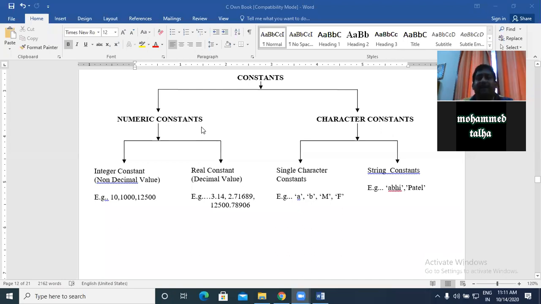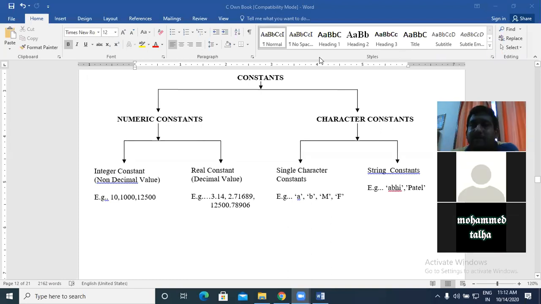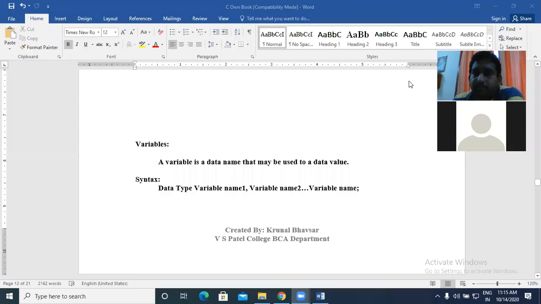Next, the other part is character constants. A single character constant is A, small b, capital M, capital F. A single character is known as a single character constant, and multiple characters are known as a string constant. For example, our name Abhi, my name Krunal, surname Bhausar. That works as a character constant.